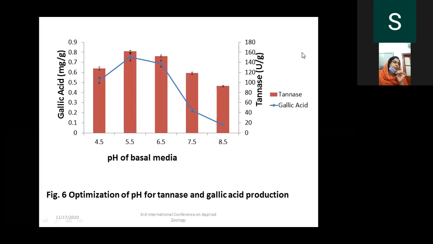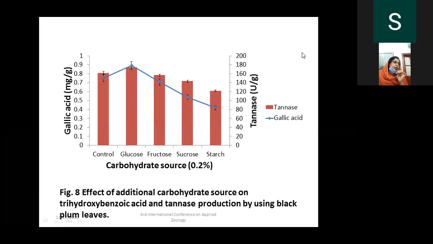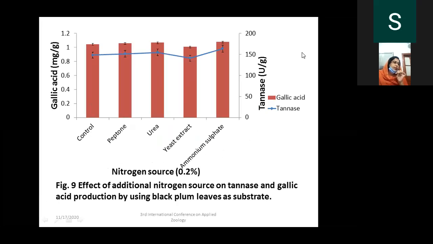And the pH of the basal media adjusted to 5.5 because the fungus grows best at 5.5. Incubation temperature of 30 degrees centigrade, which is very ideal for the fungus. And from different carbohydrates tested, glucose at 0.2% gave the highest yield. And from the different nitrogen sources tested, ammonium sulfate at 0.2% gave the maximum yield.